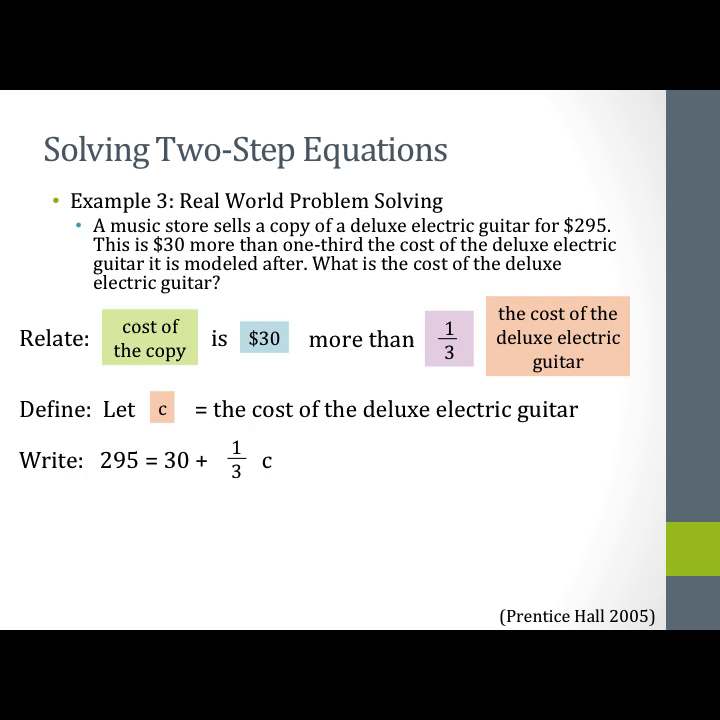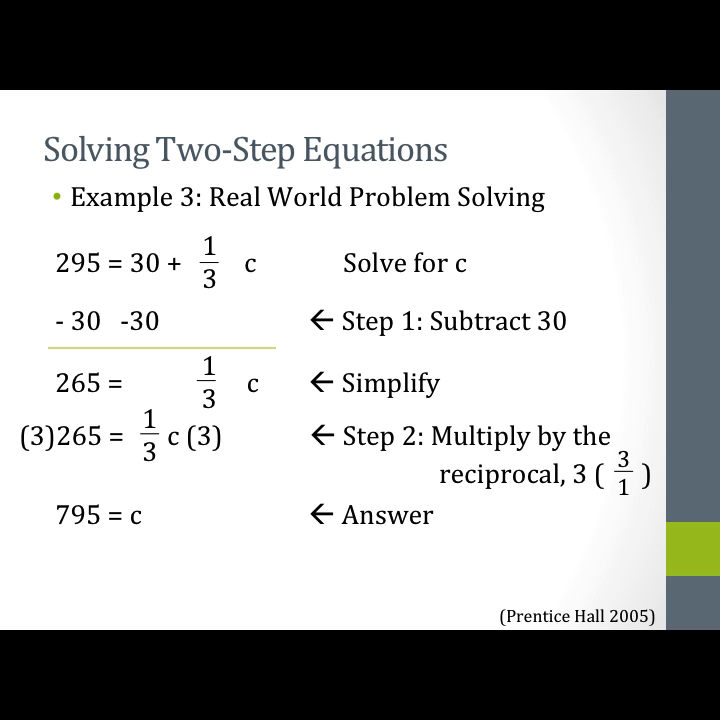This is what we're going to use to solve for the cost of the deluxe electric guitar. Now that we have an equation, we can just do what we've been learning, which is solving two-step equations. If we want to start here, we want to get the term with the C in it by itself. We're going to do that by subtracting 30 from both sides. That's our first step. Then we simplify, and if you subtract 30 from both sides, you have 265 equals 1/3 times C.